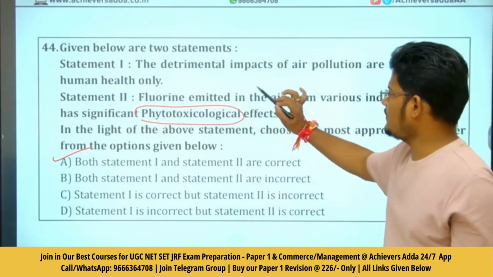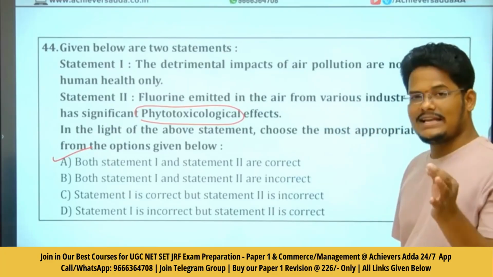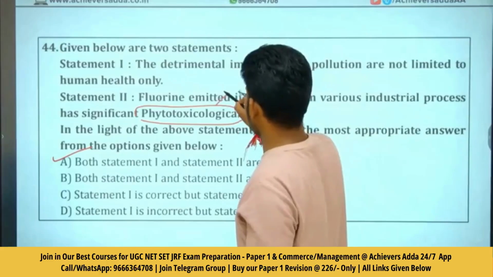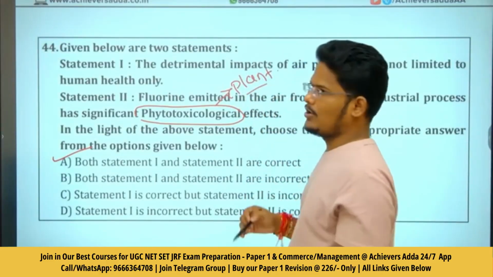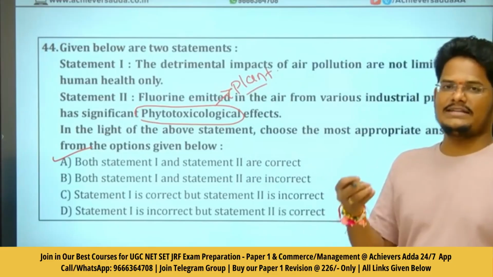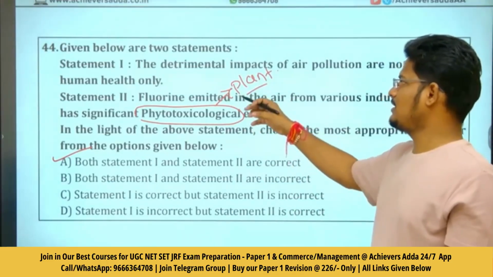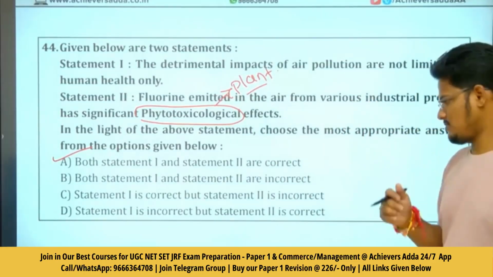So, fluoride emitted in the air from the various industrial processes has a significant cytotoxicological impact, which means it will be impacting on the plants. The study of how much toxicity effect is there with respect to plants, that study is called cytotoxicological, and the fluoride will be impacting on the plant's life also.